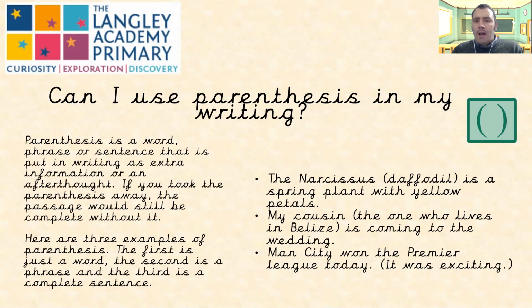Our second one, my cousin, the one who lives in Belize, is coming to the wedding. If we take out what's in parentheses, my cousin is coming to the wedding. That makes perfect sense as it is. If you've got lots of cousins, by saying the one who lives in Belize, people will know which one it is. Man City won the Premier League today. It was exciting. So there's a whole sentence put in there to add an extra bit of information. So that's what we use parenthesis for. It adds information and detail to our writing.